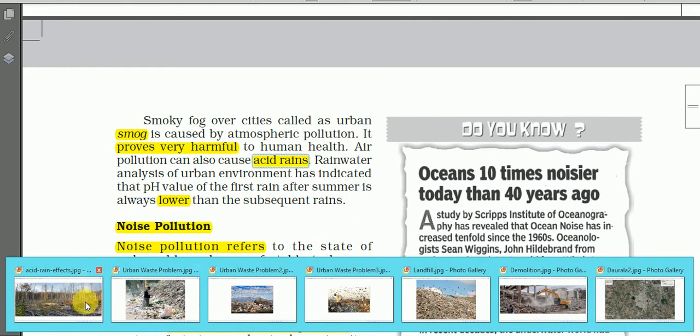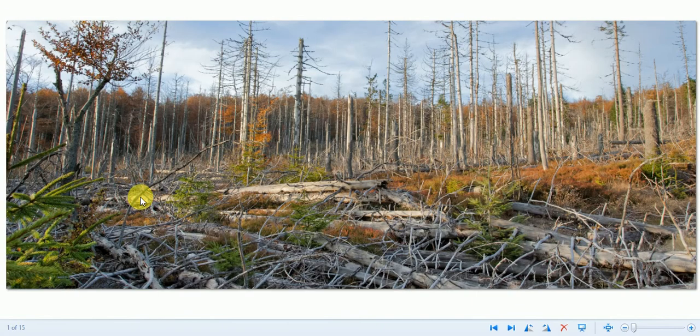Then we have this photograph, which shows the effects of acid rain on the forest. All the trees are dead. This is due to acid rain. So when the pH value is very low, that is about 5.2 or below, we call it acidic. That means acid rain.